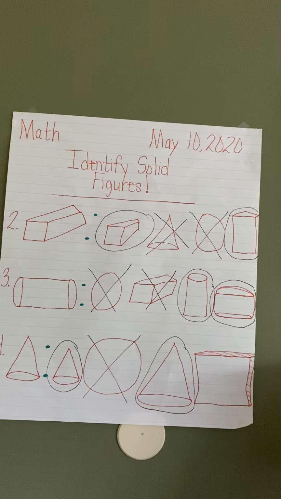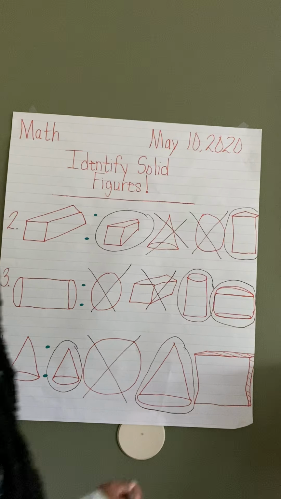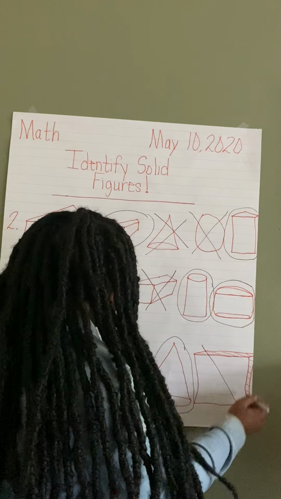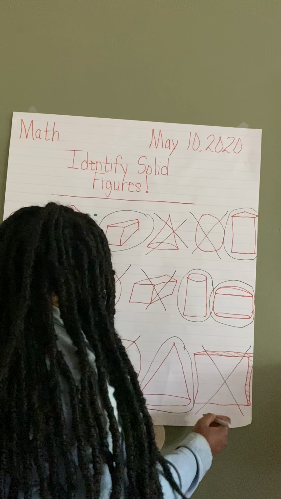It does not. So what do we do if something does not resemble the solid figure? We put an X on it. So let's go ahead and put an X on the book.